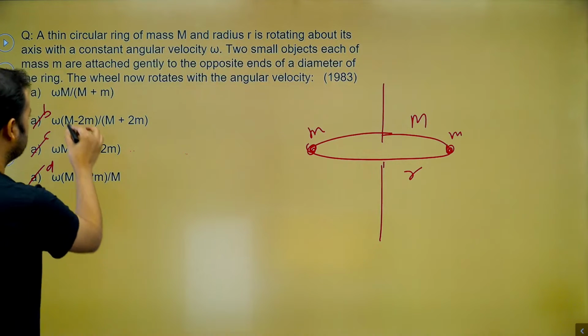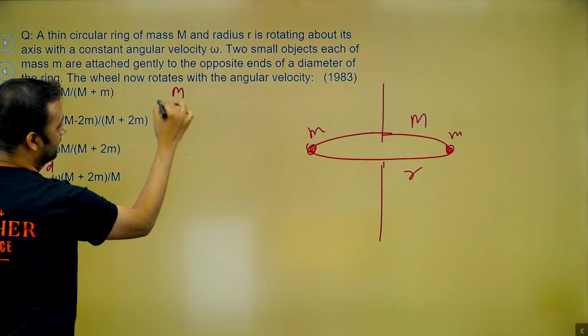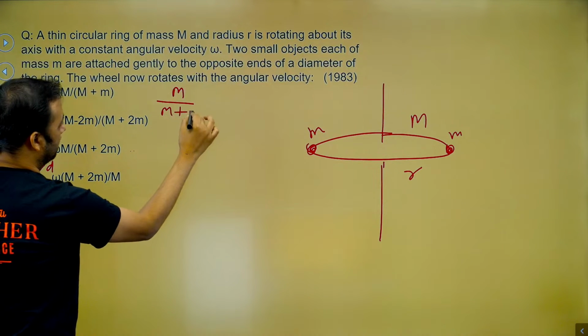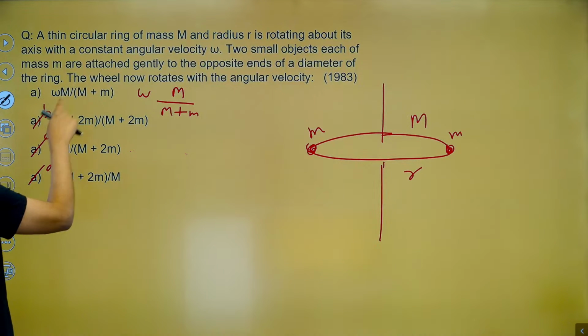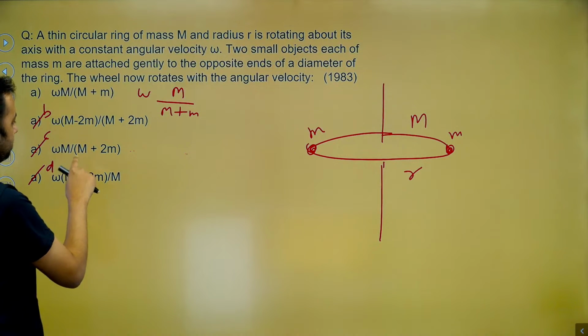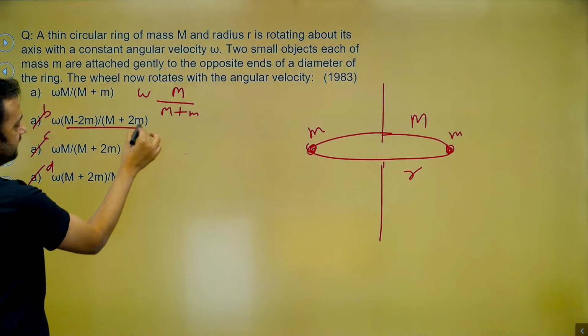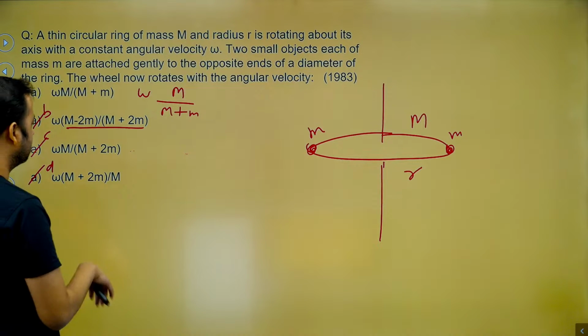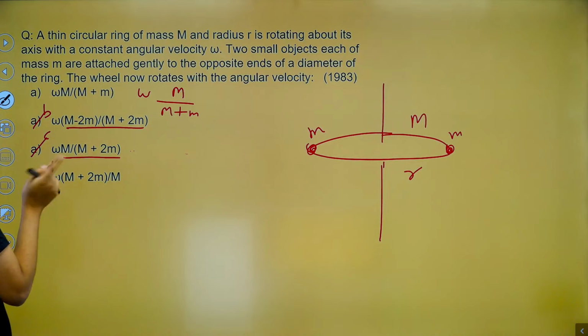Now if you see the fraction here, capital M upon capital M plus 2m, into omega, so this fraction is less than 1. Hence this answer is less than omega. So this is a possibility. If you check option B also, this value is less than 1, so it is still a possibility. If you check this value, this is also less than 1. Okay, this is still a possibility.